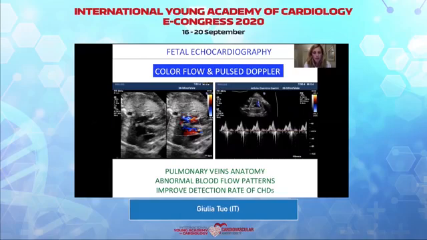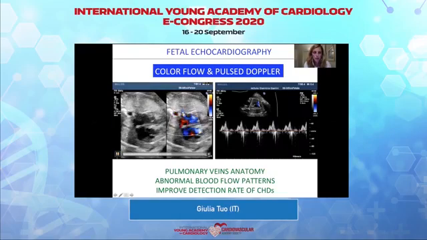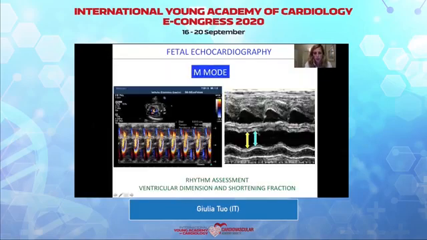Moreover, as I said, we can use color Doppler for studying the pulmonary vein, for better understanding of the shunt across the interatrial septum, to be sure that there is no ventricular septal defect, and also for studying the atrioventricular valve and the semilunar valve. And for this indication, we can also use the pulsed Doppler.